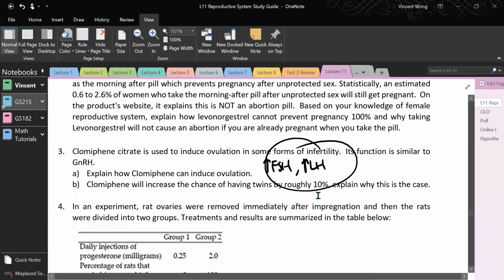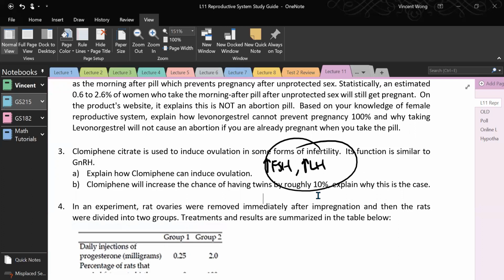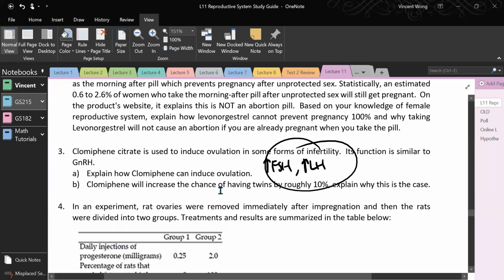I just read yesterday, someone had identical triplets. It was on my news feed, and the odds of that happening is 1 in 2 million. Can you imagine having identical triplets?